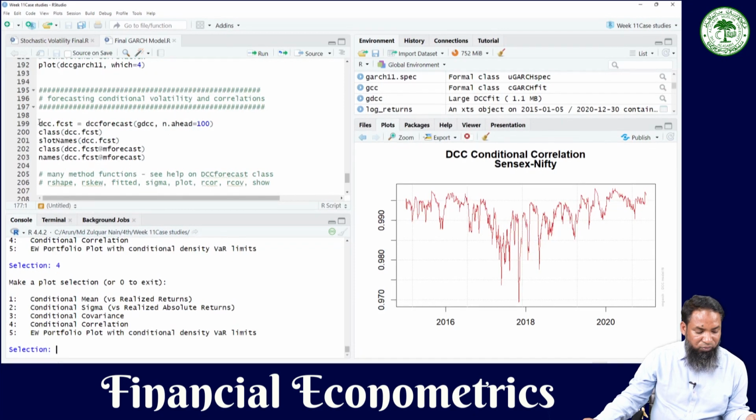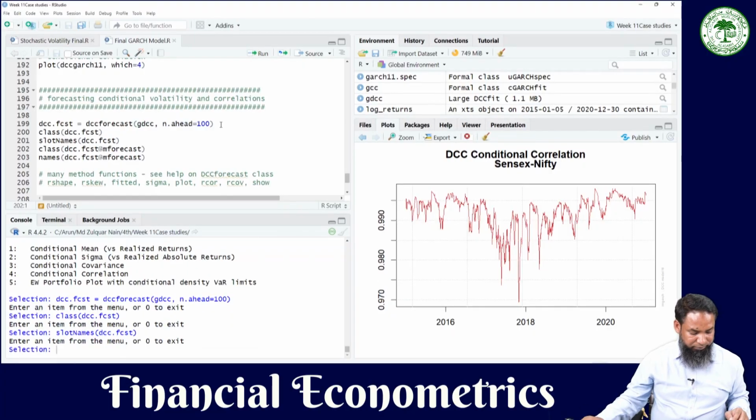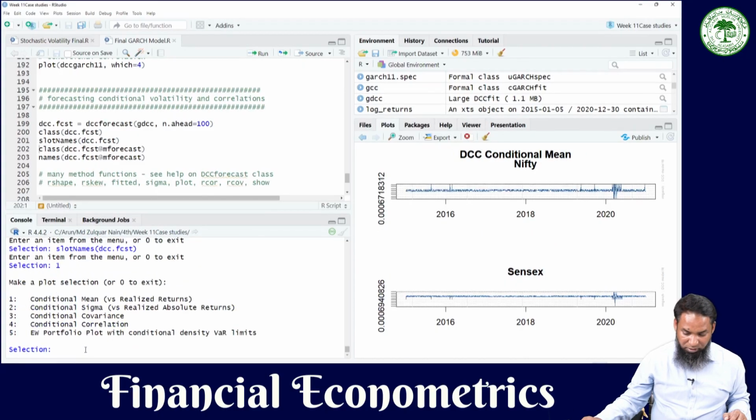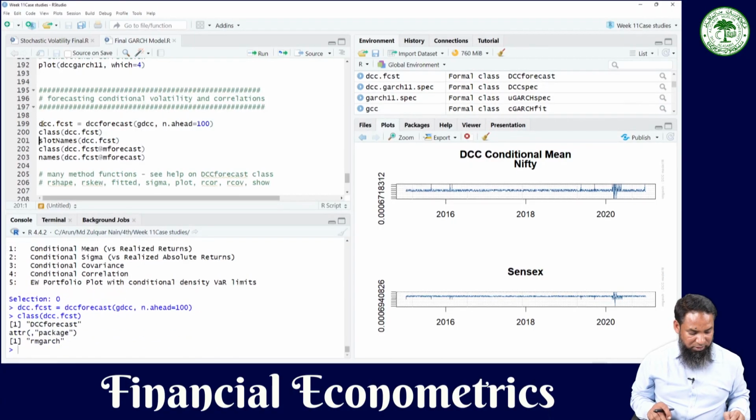Now next we are going to use the forecast. For the forecast we use DCC forecast, then we give the estimated model name and how many observations ahead we want to forecast. So let us do the forecast here. Now using that forecast we can plot it, so let us estimate the forecast here.